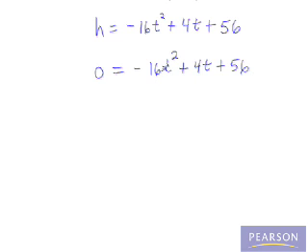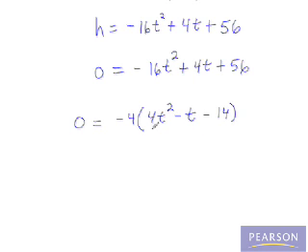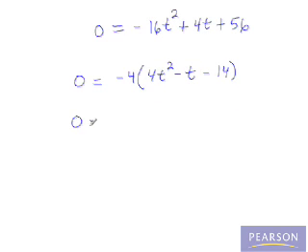We see that the greatest common factor on the right-hand side would be negative 4. So let's factor out a negative 4, and we are left with the quantity 4t squared minus t minus 14. And then this quadratic factor can be factored further, leaving us with negative 4 times the two quantities, 4t plus 7 and also t minus 2.